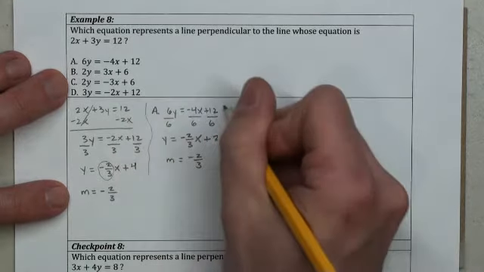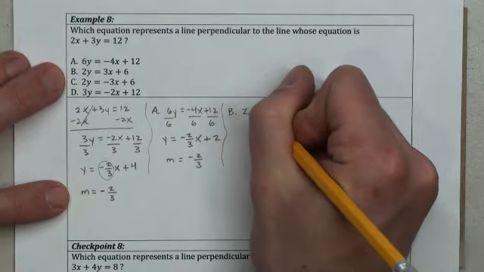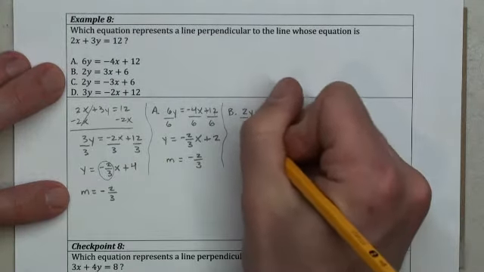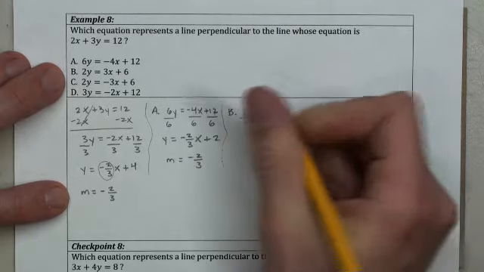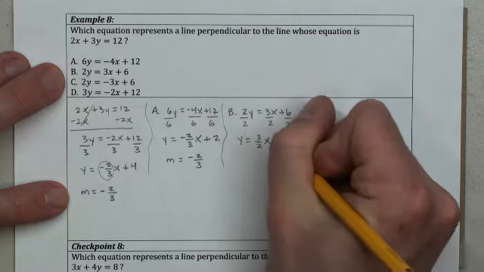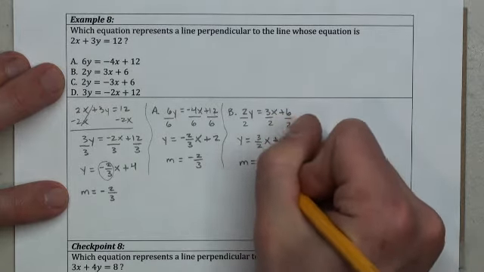Let's put a little dividing thing here. 2y equals 3x plus 6. All we got to do is divide everything by 2. And we get y equals 3/2 x plus 3. So in this one, my m is 3/2.